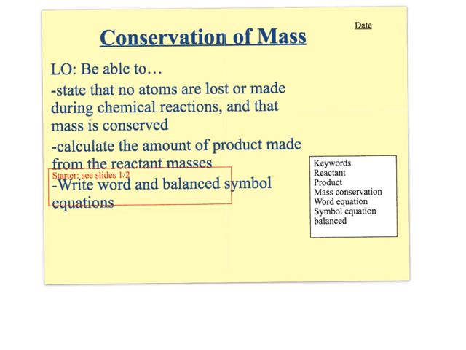Right, this is a higher level objective. You may have started to do some of this, but it's obviously a big skill, so we're going to practice it again here. Keywords today are reactant and product. I'm hoping you're familiar with those from Key Stage 3. Mass conservation is the new idea. Word equations, symbol equations, balanced equations, also we've heard in Key Stage 3, but we're going to work on those a little bit more.